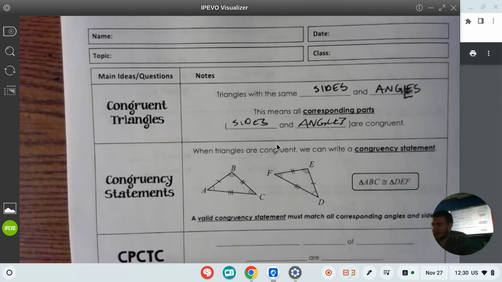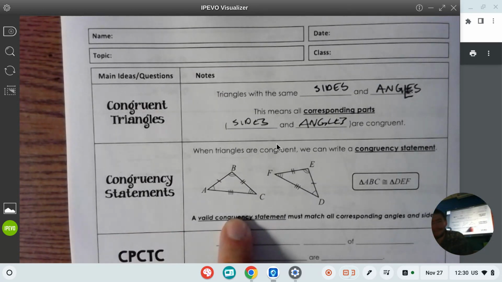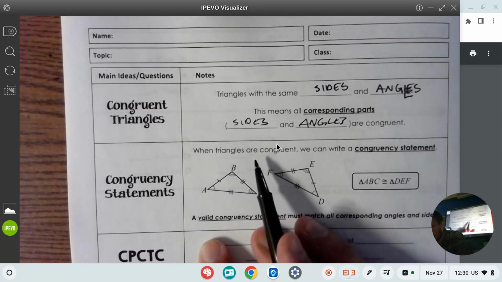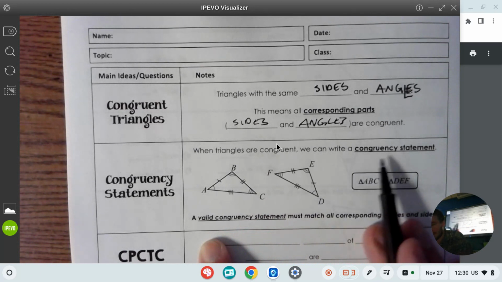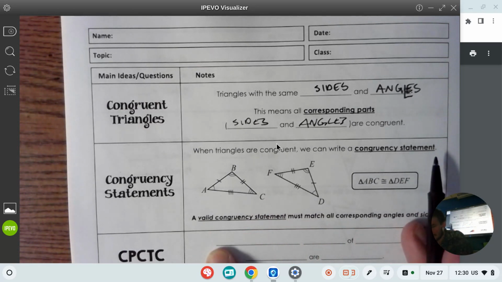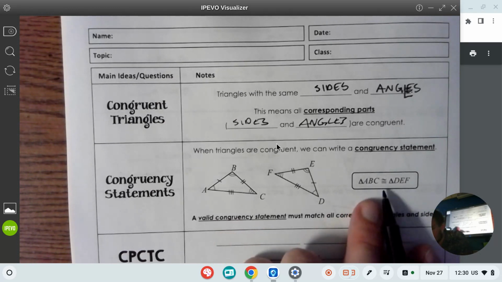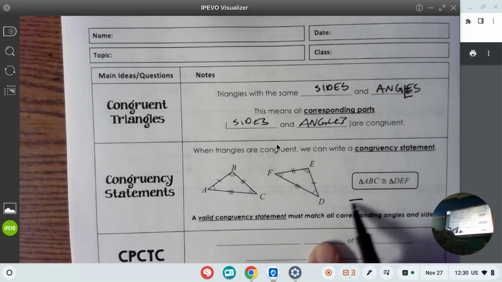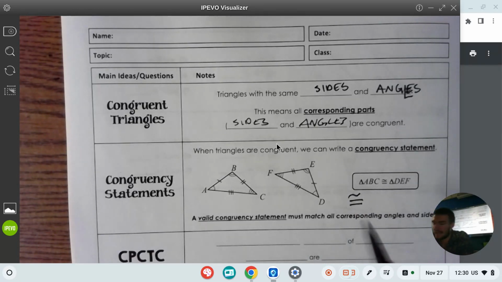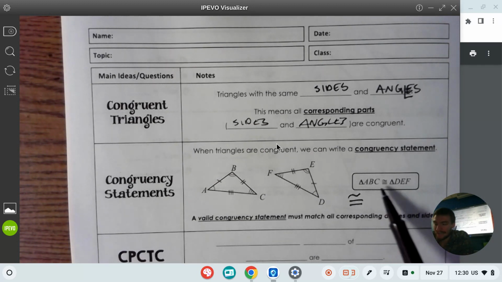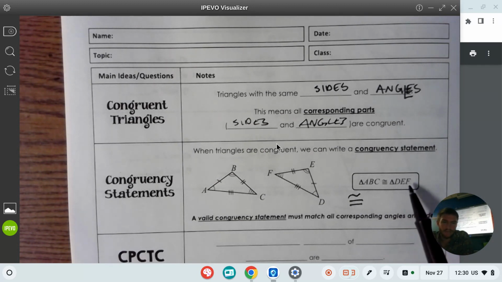All right, going on to congruency statements. So, if you look here, when triangles are congruent, we can write congruency statements. Okay, that's where you write triangle ABC. Remember this symbol, it's coming back. That means congruent. It's an equal sign and the little squiggly bar on top of it. It always makes me think of toothpaste. I don't know why. Triangle ABC is congruent with triangle DEF.